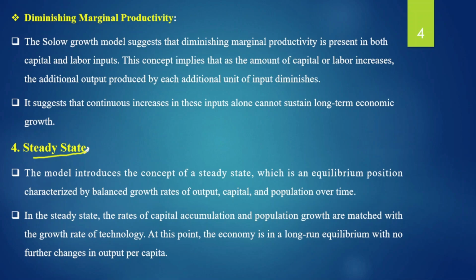ከsteady state የሚያልፍ ከሆነ ኪሳራ ያመጣል፣ በታች ከሆነ ደግሞ under production ይሆናል ማለት ነው, right? So in the steady state the rate of capital accumulation and population growth are just matched with the growth rate of technology, right? እነዚህ steady state ላይ በቃ balanced ነው ማለት ነው, right? So at this point the economy is in long run equilibrium with no change in output per capita, right?